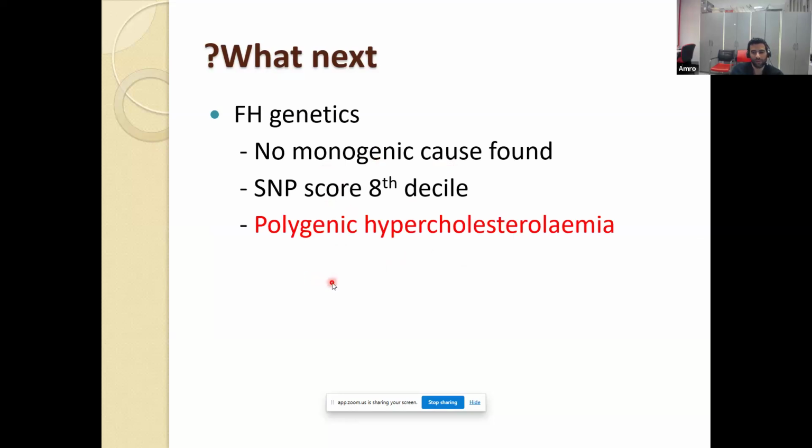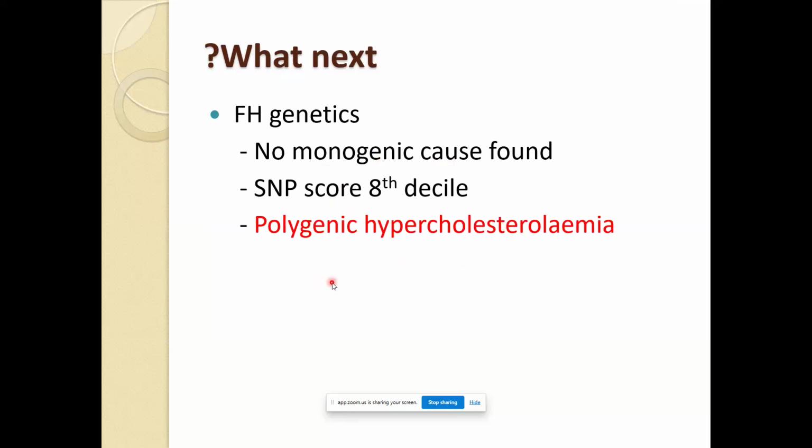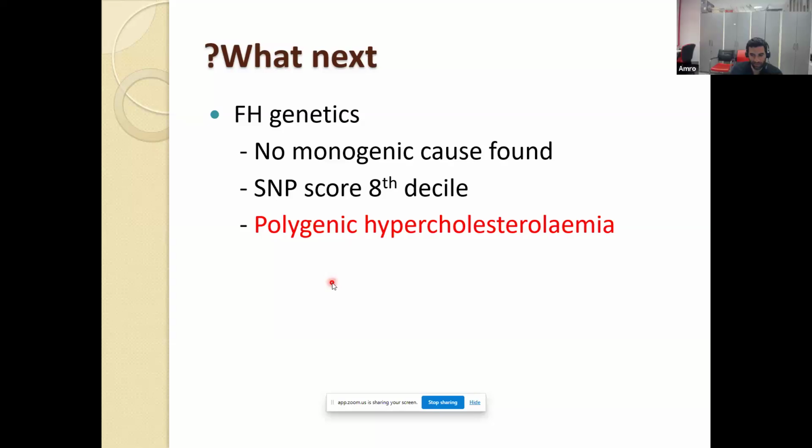What would you do in this person? Would you say no treatment, offer treatment, go and lose weight? His BMI is 27. What would you do? I think we will start with a combination of all of this. Of course, diet changes and lifestyle modification, and of course, we'll add statins, and maybe even ezetimibe.